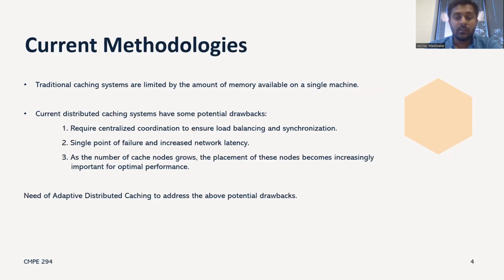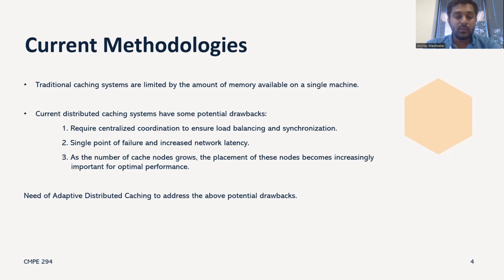When we talk about the current methodologies that exist in the present scenario, data intensive applications often require fast and efficient access to large amounts of data. But traditional caching systems are limited by the amount of memory available in a single machine. Also, current distributed caching systems have some potential drawbacks, like they depend a lot on centralized coordination to ensure load balancing and synchronization, which can lead to a single point of failure and increased network latencies. Additionally, as the number of cache nodes increases, it becomes complex and reduces the optimal performance.